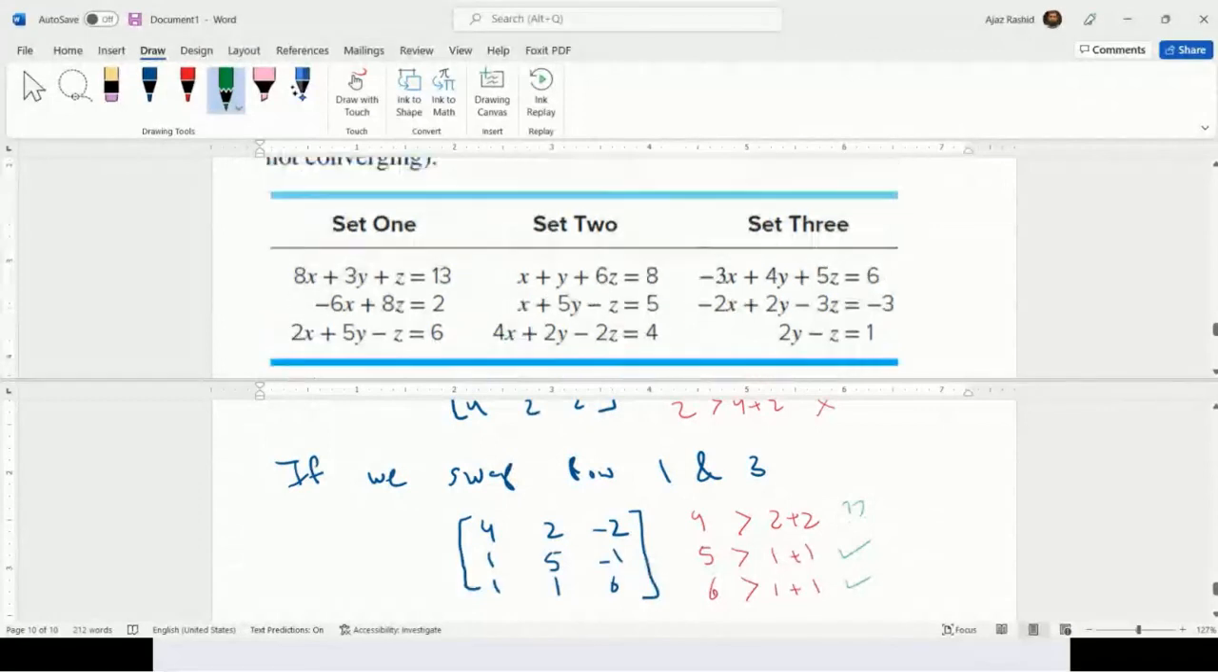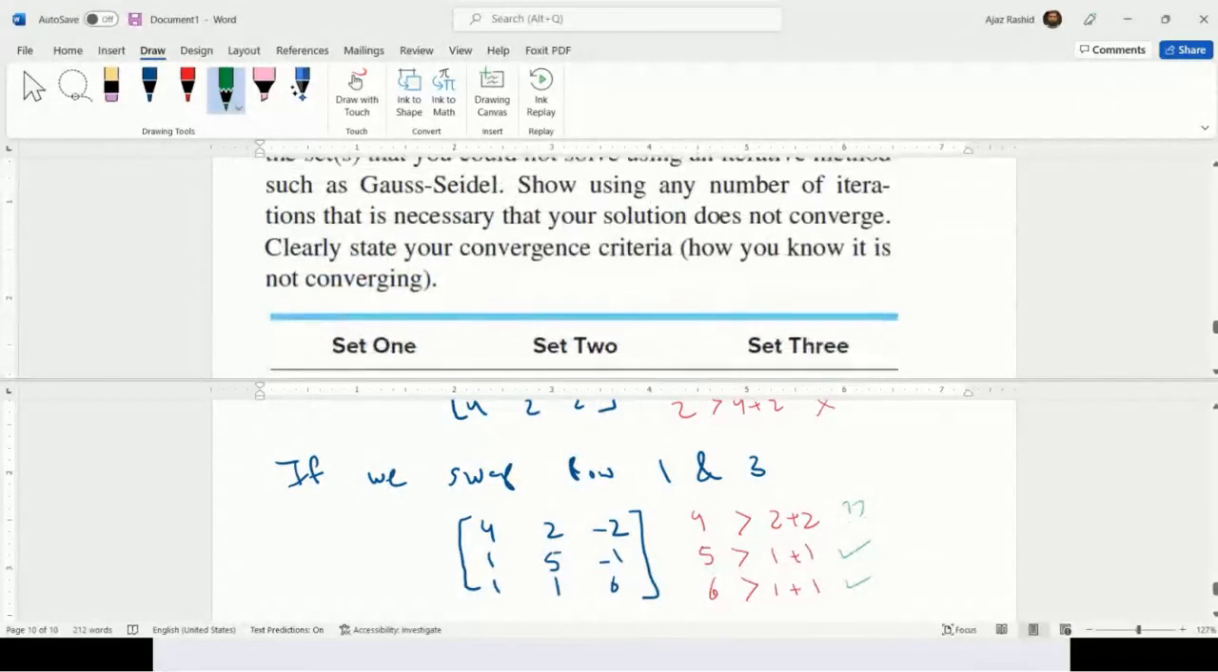But you can check, he says in the question, show using any number of iterations that it is necessary that your solution does not converge. So you can check whether it will converge or diverge here. It seems that since the other two are 5 much greater than 2 and 6 much greater than 2, most probably this is also going to converge. It's not going to diverge.